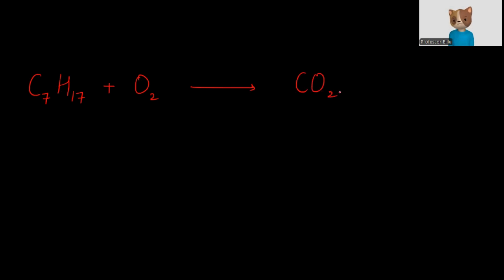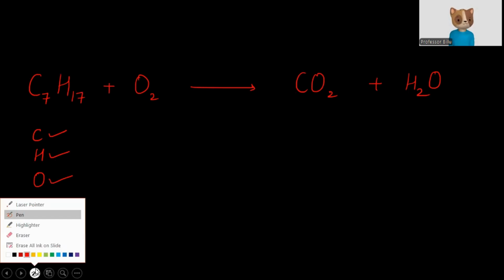Let's take an example of C7H17 plus O2 gives you CO2 plus H2O. Now, how to balance this equation? Our basic main criteria is first you have to balance carbon, then you have to balance hydrogen, and last we will balance oxygen. So first let's balance carbon.